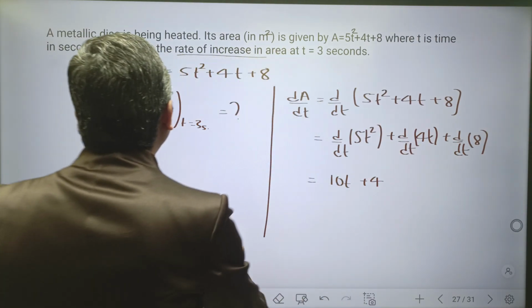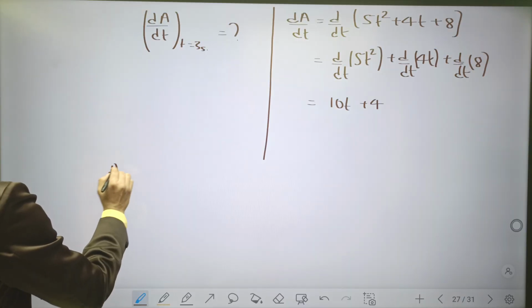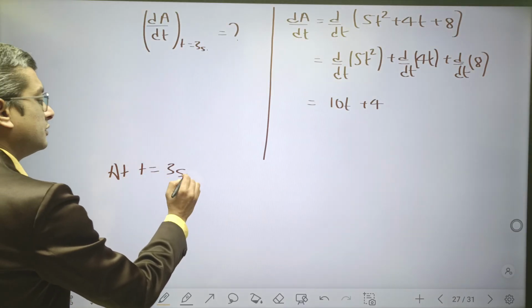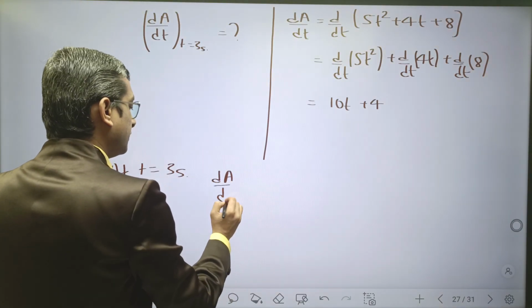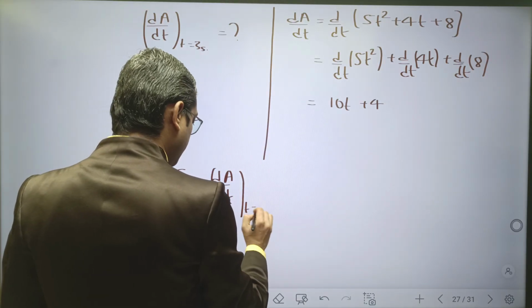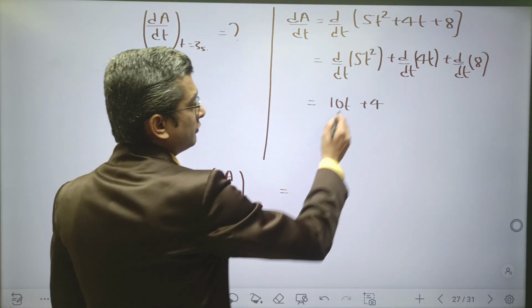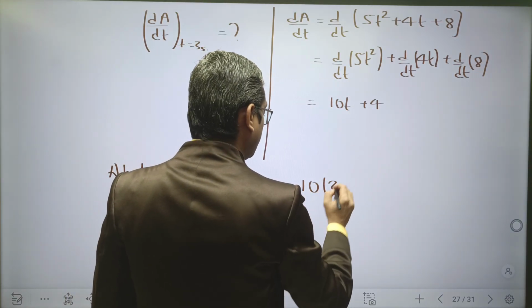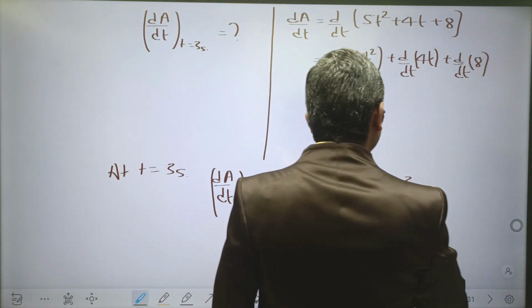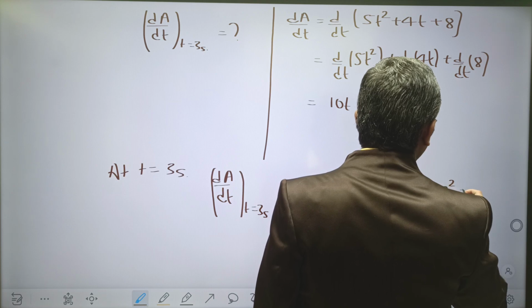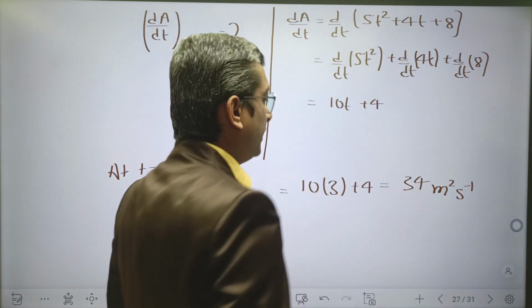Now at t is equal to 3 seconds, dA by dt at t is equal to 3 seconds is equal to, substitute the value of t is equal to 3 in this expression. You will get 10 into 3 plus 4, that is 34 meter square per second, because it is the rate of increase of area. So this is the answer, dear students.